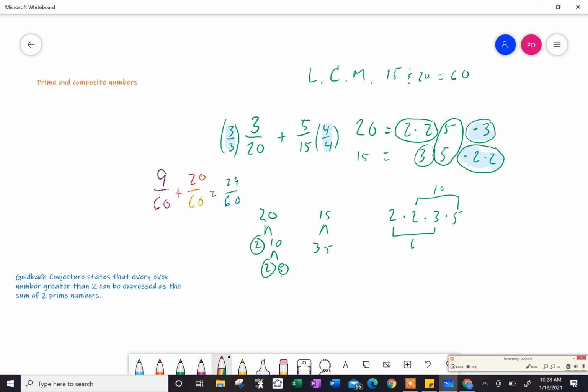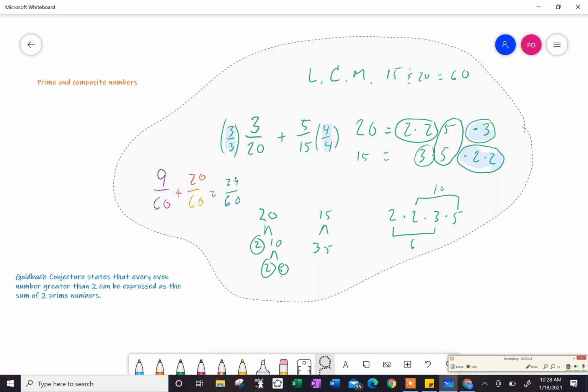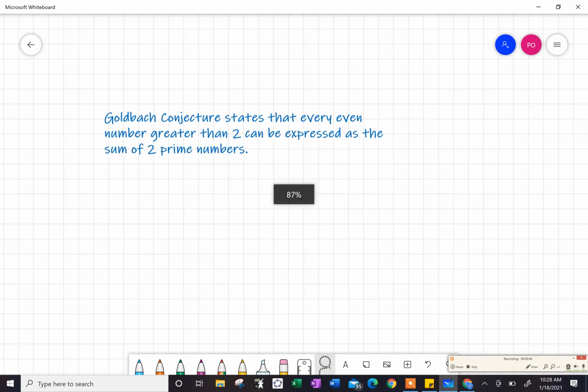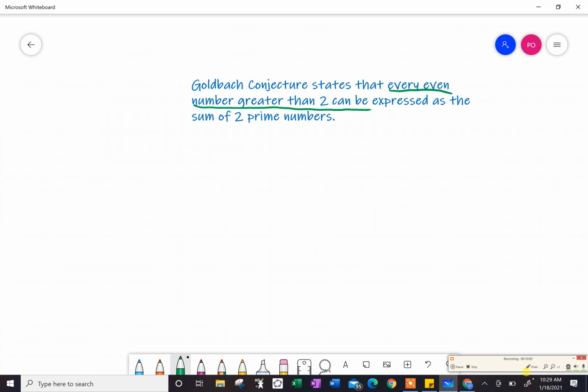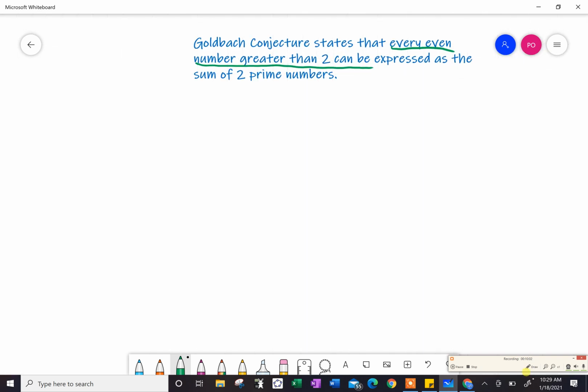Alright. I am running dangerously close to running out of time, but I think I can get this last part in. It's a little bit of a challenge for you. I want you to give this a try. There was a man named Goldbach, and he had a conjecture. A conjecture is something that isn't proven, but appears to be true, but nobody can prove it. And he said that every even number greater than 2, so that would be 4, 6, 8, 10, 12, 14, etc., can be expressed as the sum of two prime numbers.